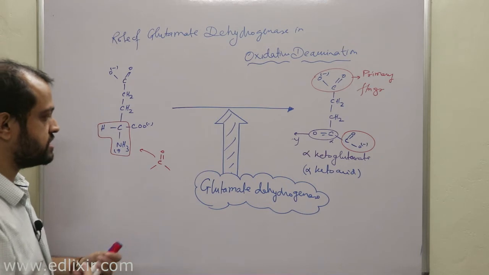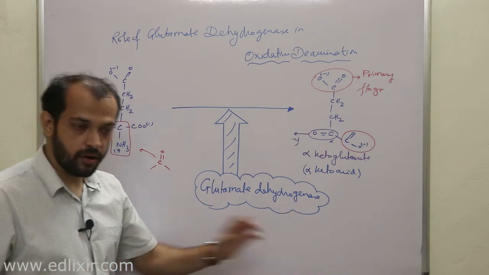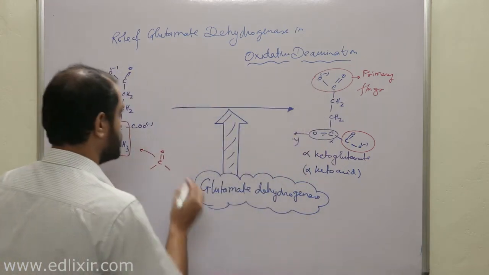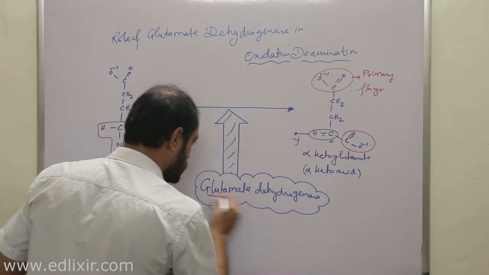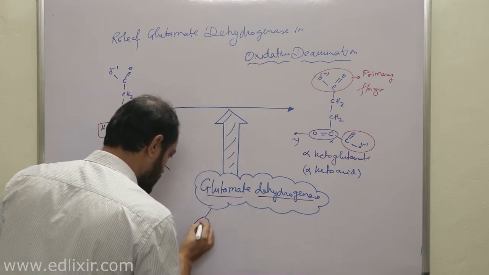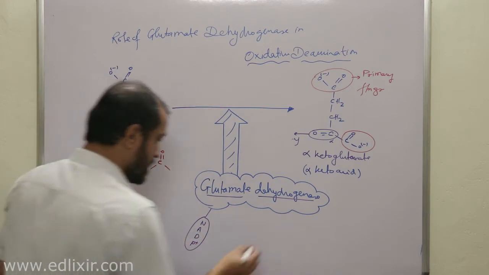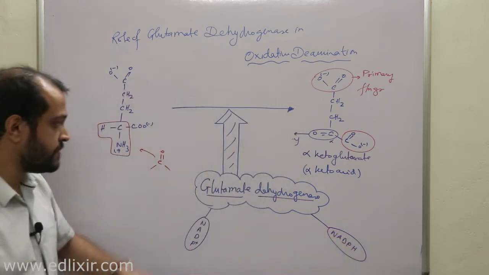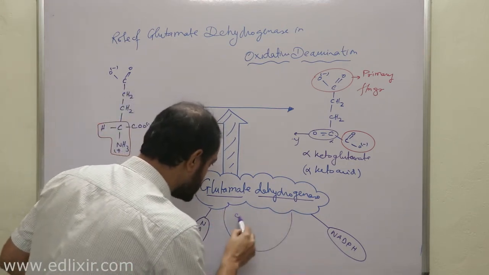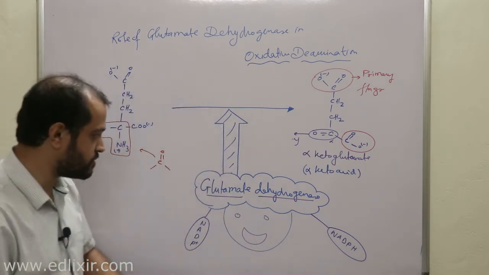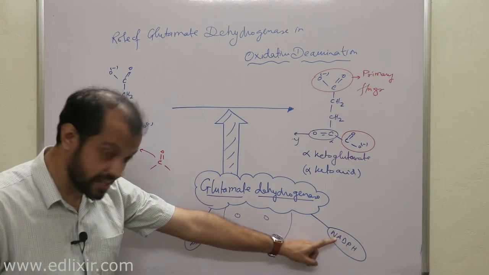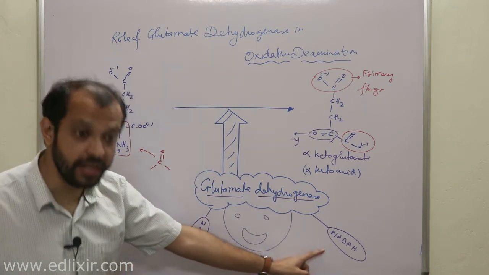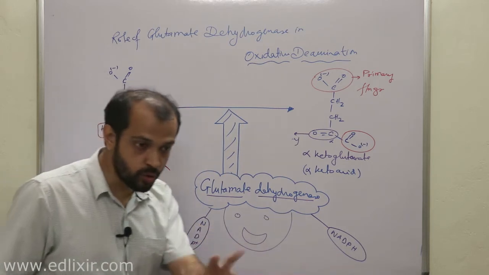Now a very important point: the glutamate dehydrogenase enzyme also has a very important coenzyme, which is NADP. Now listen with all your attention. The cofactor of glutamate dehydrogenase is NADP plus, and there is also another cofactor, NADPH. Confused, right? Glutamate dehydrogenase is such an enzyme which has two coenzymes. This enzyme is very unique because it has got 2 coenzymes, not one.